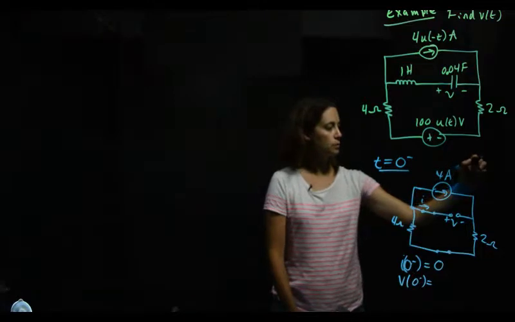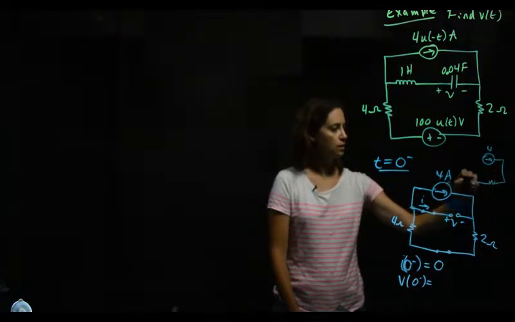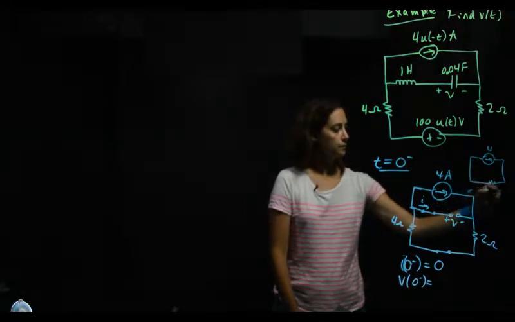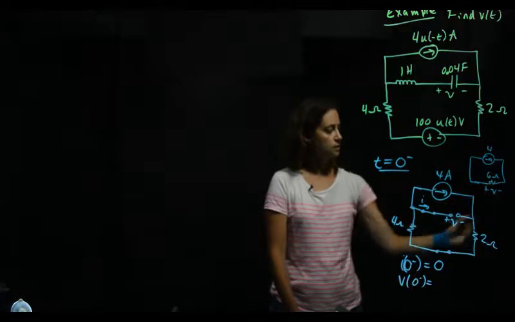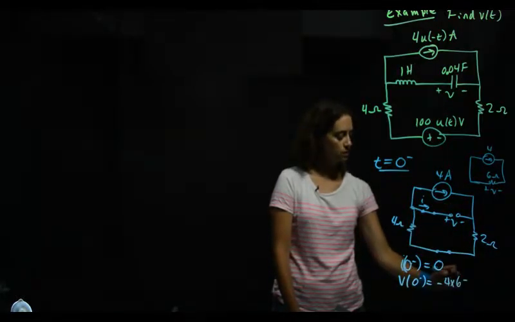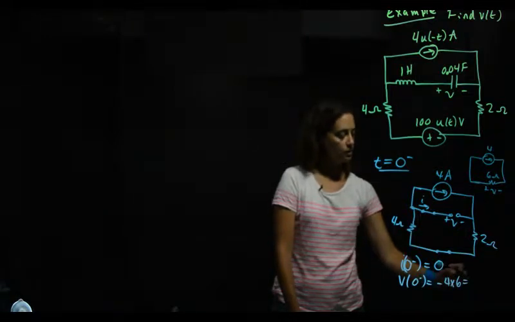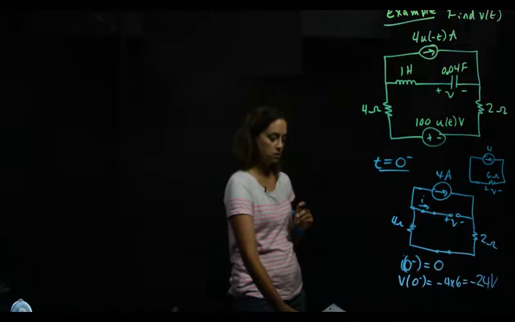So quick little mini circuit here. I have 4. I have 6. We have current going that way. So V is equal to minus 4 times 6. V equals IR, or minus 24 volts. So there's those initial conditions.